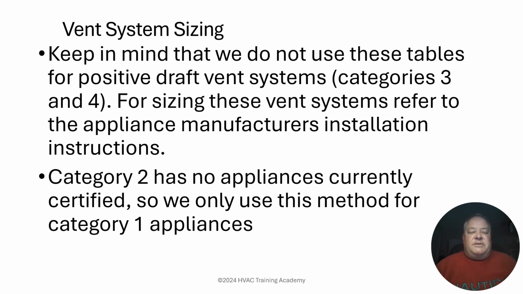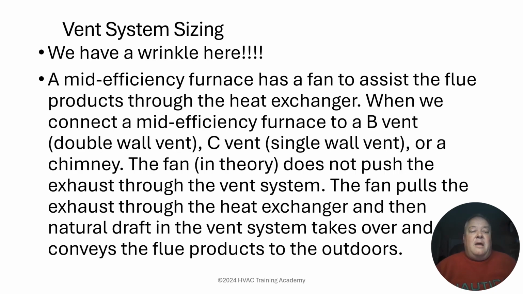We talked about Category 2 having no appliances currently certified. So really, everything we're going to talk about today is going to be for Category 1 appliances, and we're going to have a little bit of a wrinkle, which we're going to talk about. Here's the wrinkle: a mid-efficiency furnace that has a fan to assist the flue products through the heat exchanger. If we connect that mid-efficiency furnace to a B vent or double wall vent, or a C vent, single wall vent, and then into a chimney or out through the B vent, basically through the construction of the house. The perfect example here would be where we're removing an old standard efficiency piece of equipment and we're installing a mid-efficiency in its place.